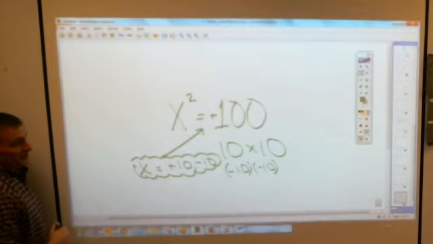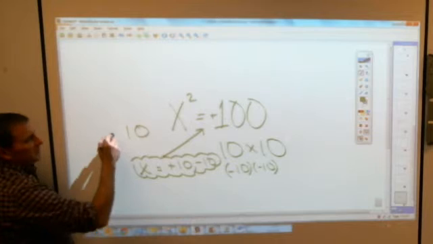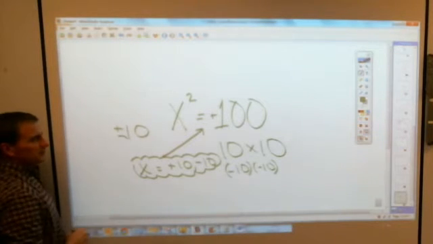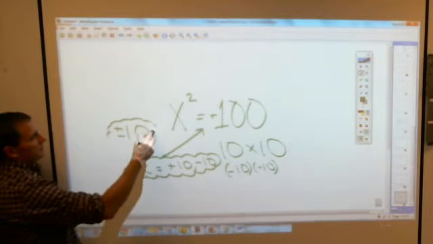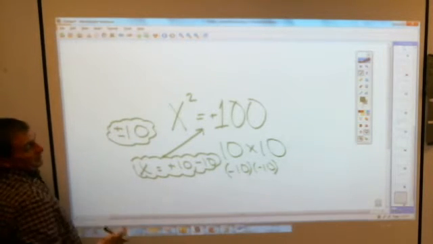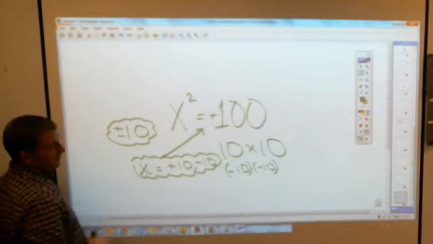And if you really want to be mathematical, rather than writing positive 10, negative 10, sometimes you'll see this sign. Have you ever seen the plus or minus? Yes. If you see the plus or minus sign, that's what this means. You could either use positive 10 or negative 10 as your answer.